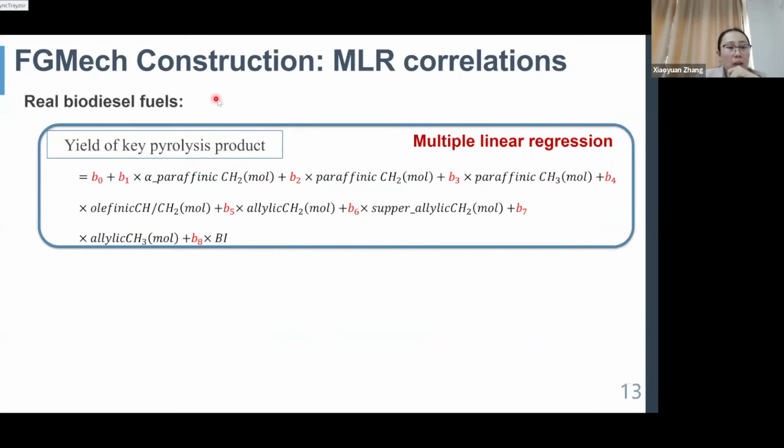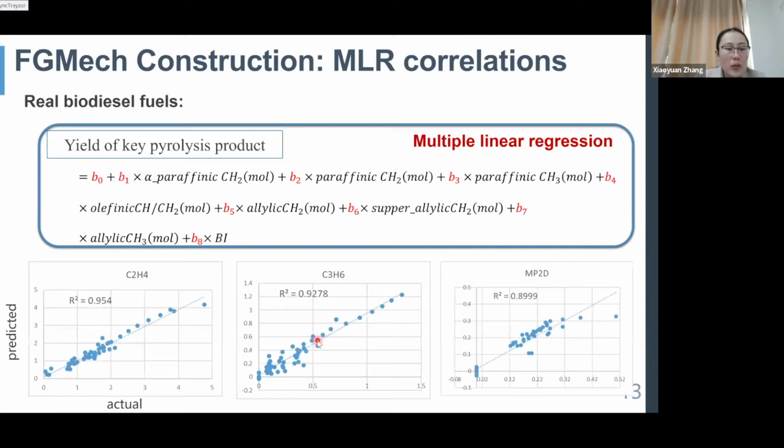Similarly, for real biodiesel fuels, we adopted different kinds of functional groups. For example, we considered the alkene groups for correlations. Similarly, we can obtain B0 to B8 from the correlations. So for a real biodiesel mixture, if we know its functional group information, we can use B0 to B8 to compute the yield of a key pyrolysis product and then to compute the stoichiometric parameters.